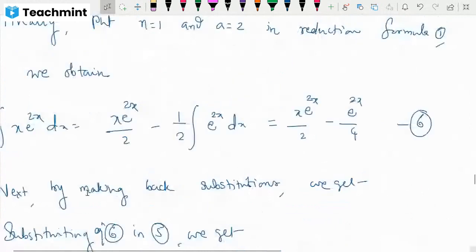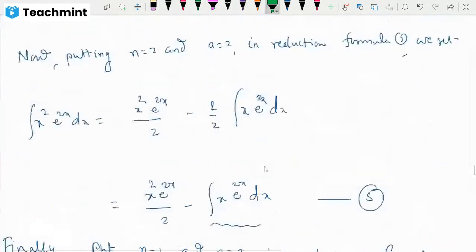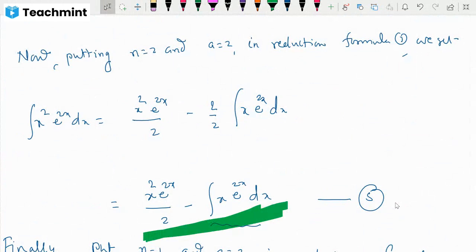And lastly, we put n equal to 1 and a equal to 2 in reduction formula 1. So we obtain integration of x e raised to 2x dx, and we find the value of this integration, and it is nothing but c. So what we did next, we put this value in integration of x square, means here c, and it gives us the value of integration x square into e raised to 2x dx.